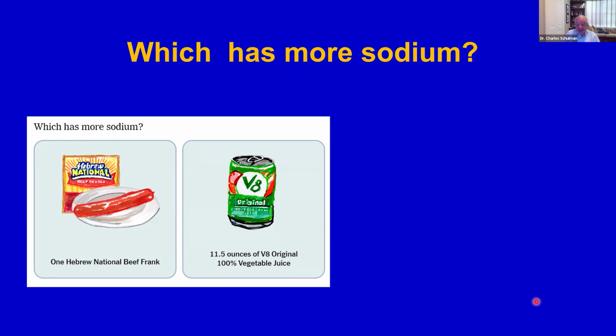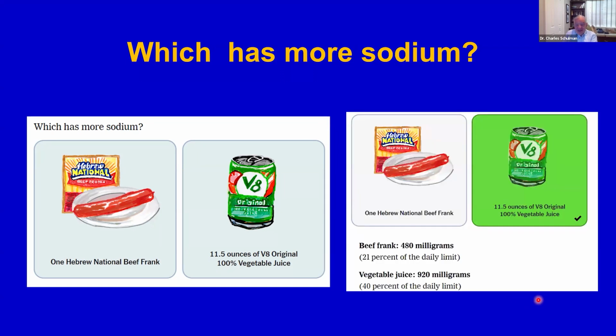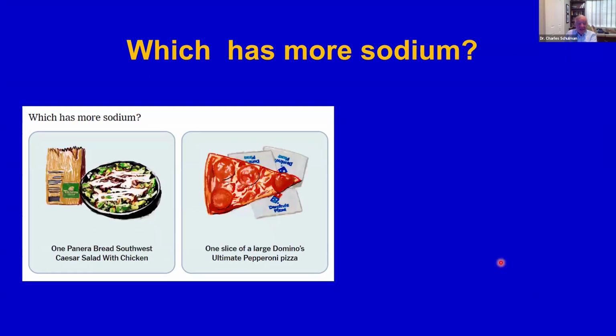Okay, and the answer is the V8. The Beef Frank has 480 milligrams of sodium. The vegetable juice has 920 milligrams of sodium. Which has more sodium? A Panera Bread Southwest Caesar salad with chicken, or a slice of Domino's pepperoni pizza?